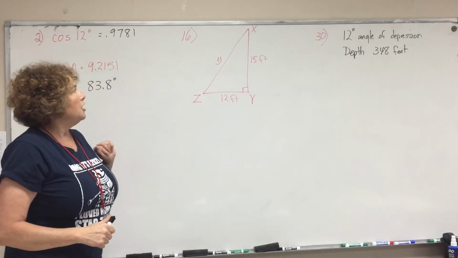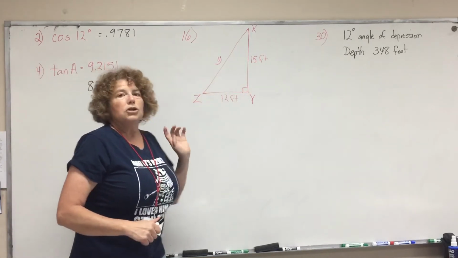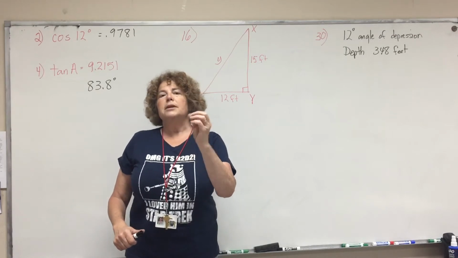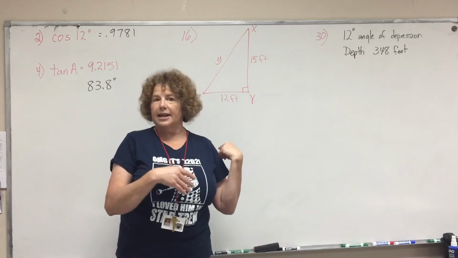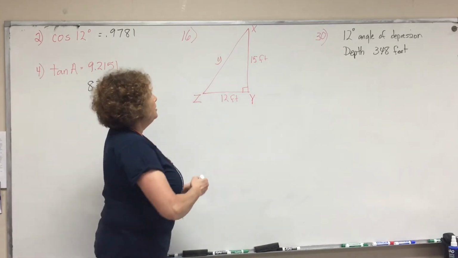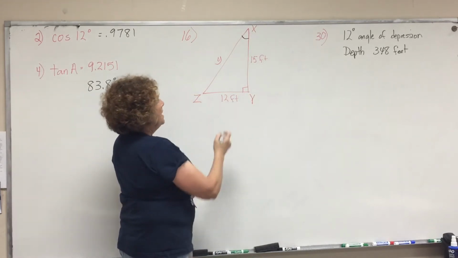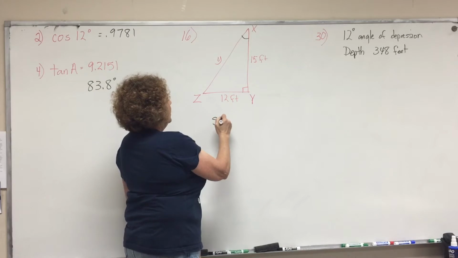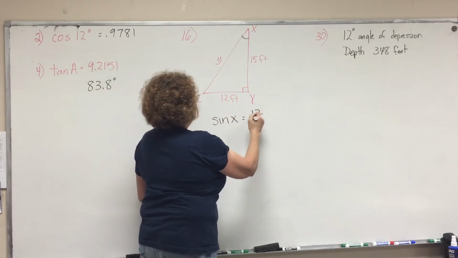So let's take a look at number 16. We're trying to find all the missing parts. So don't forget, you only have to find one angle because then you can use the fact that triangles add up to 180 degrees to find the other one. So let's take a look at this. Let's work with angle X. We can say the sine of X is 12 over Y.